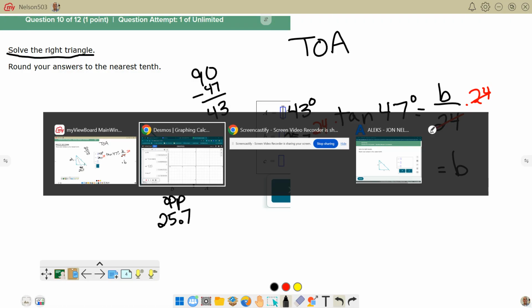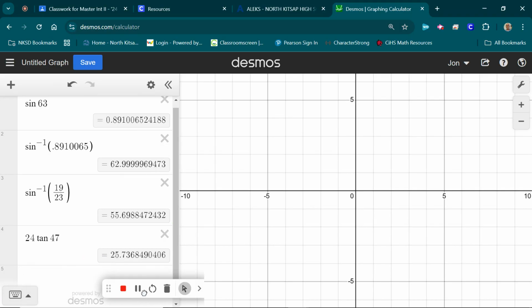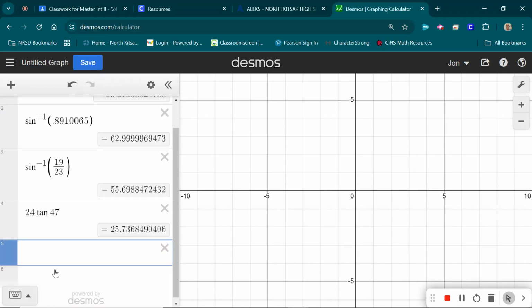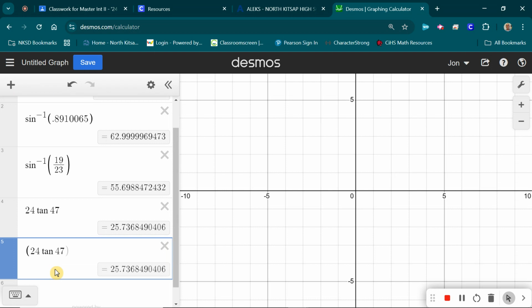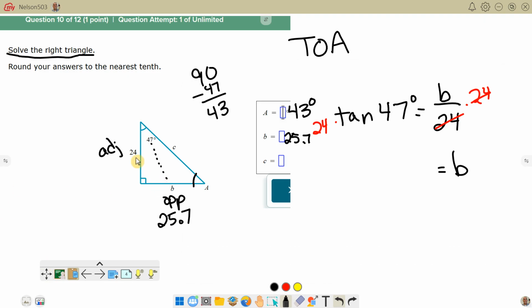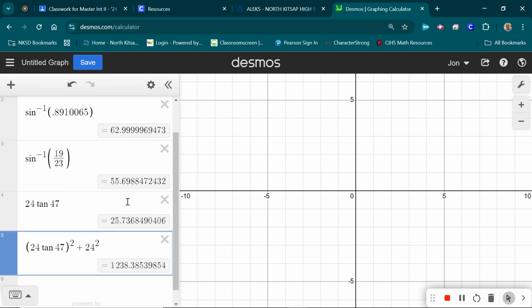So one thing you could do, and this is only for super advanced people, is consider taking this whole answer right here. I'm going to copy this, Control C, then paste it right down here after a parenthesis, Control V, and then I'm going to square that. So that's one of my legs squared. The other leg was 24, so I go 24 squared. Now all of this number I need to take the square root of.